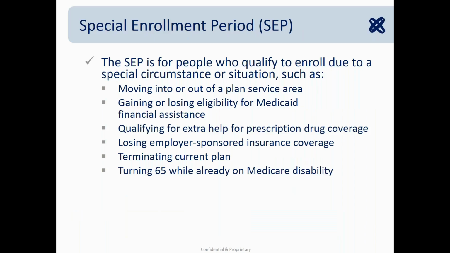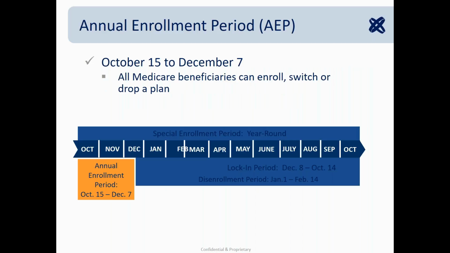Special enrollment, called the SEP, is for people who qualify to enroll due to a special circumstance or situation, such as moving into or out of a plan's service area, gaining or losing eligibility for Medicaid or financial assistance, qualifying for extra help for prescription drug coverage, that's the LIS we spoke about, losing employer-sponsored insurance coverage, terminating a current plan, and turning 65 while already on Medicare disability. The annual enrollment, which is from October 15th to December 7th, all Medicare beneficiaries can enroll, switch, or drop a plan. They can do anything they want during that time period. You must apply from October 15th to December 7th, and the effective date will be January 1st.